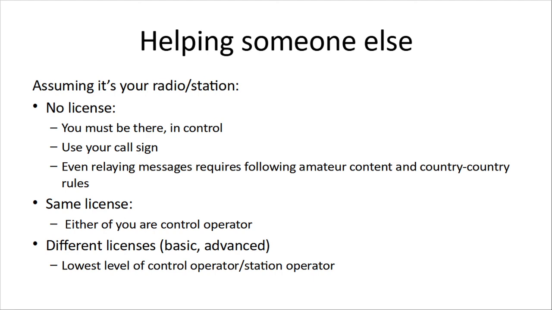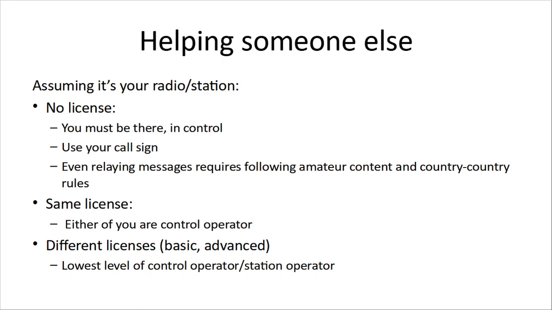You let that person use your call sign. So if you're VA3XYZ, that kid, that person is going to be VA3XYZ while they're using the radio under your supervision and control. Okay? Even if you're relaying messages for other people, you can do that. You can relay messages, but anything you relay, you have to follow the amateur content and country-by-country rules. Doing something for somebody else is not an excuse to break the rules. So again, no business communications, no encrypted communications, unless the algorithm and the key are out there. You know, the country-to-country rules we talked about, where if you're communicating with somebody in another country, you have to make sure you're abiding by the rules of that country as well.